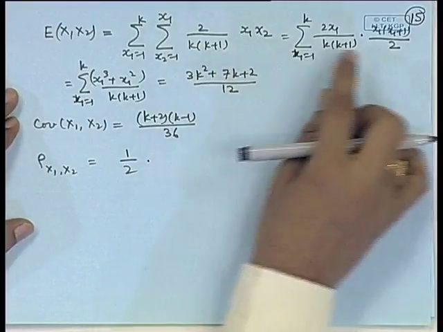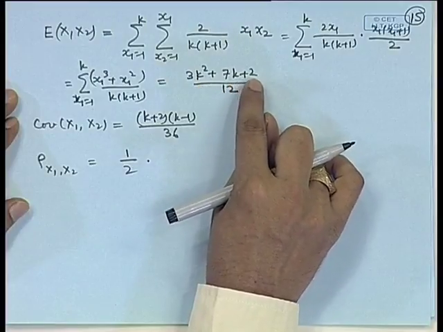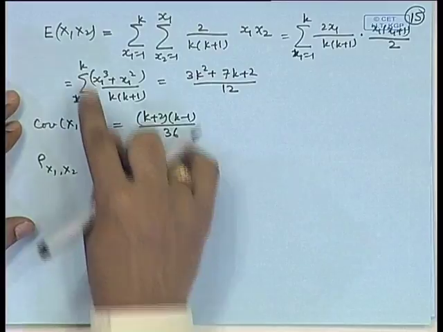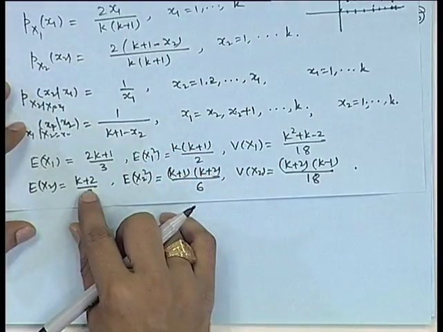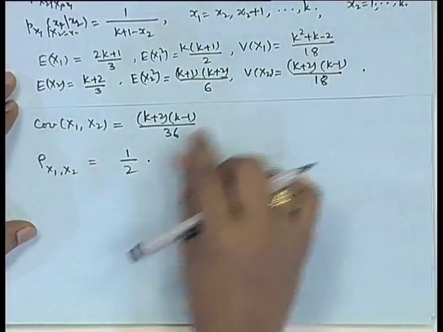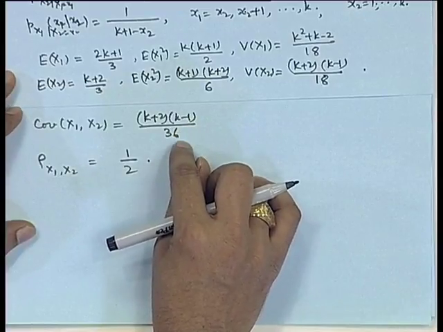and after certain simplification it turns out to be (3k square plus 7k plus 2) by 12. So, covariance of x1 x2, that is expectation of x1 x2 minus expectation of x1 into expectation of x2. After simplification this quantity turns out to be (k plus 2) into (k minus 1) by 36.